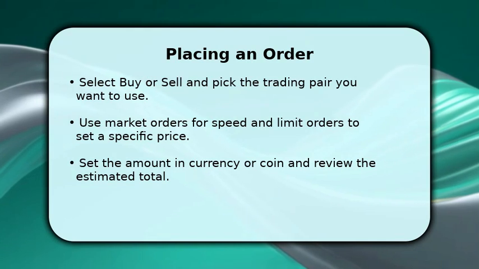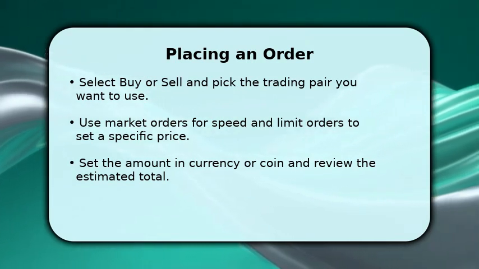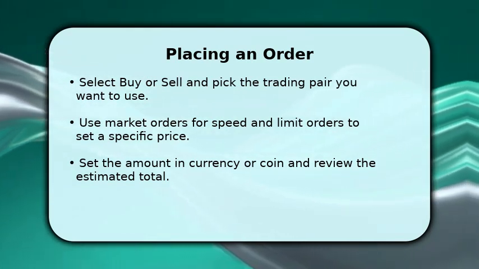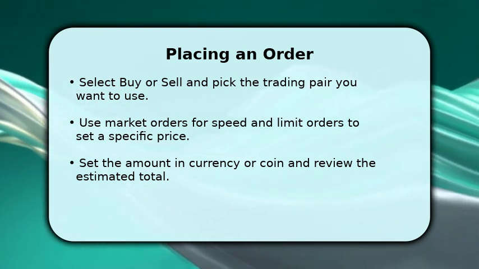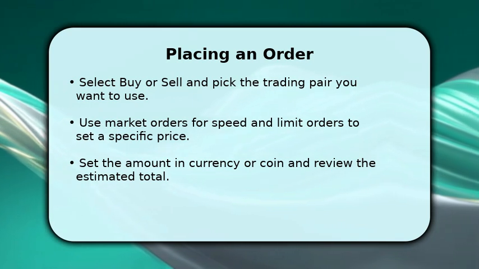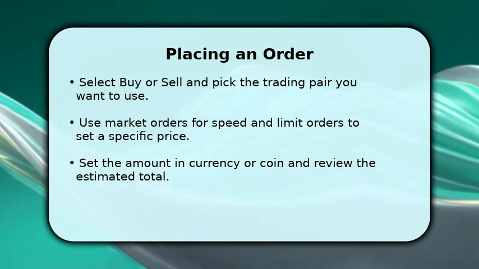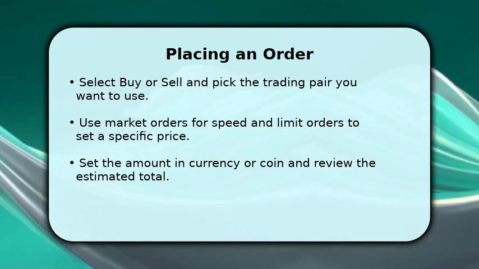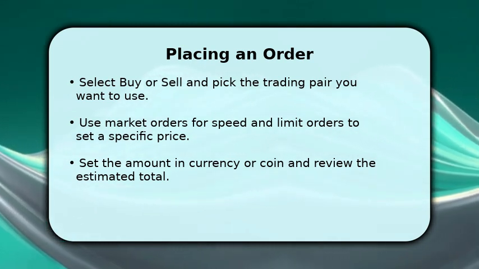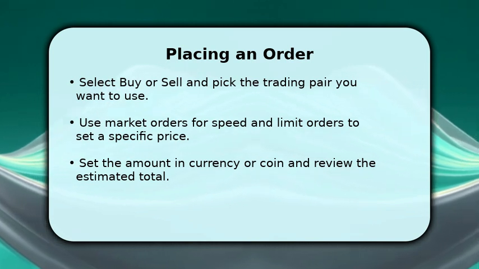Open the trade screen, select your pair, and choose buy or sell according to your goal. For quick execution, pick market. For price control, choose limit and set your price. Enter the amount in fiat or coin units, then review estimated fees and total cost. Confirm the trade and monitor the order status in orders. Cancel a pending limit order if the market moves against your target.